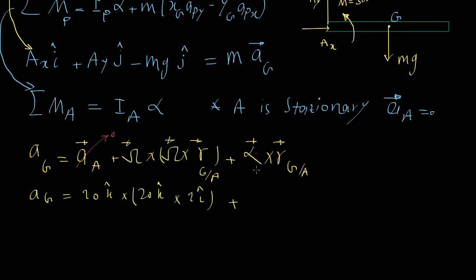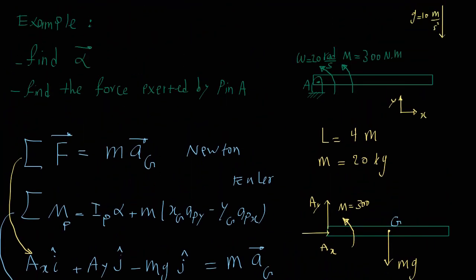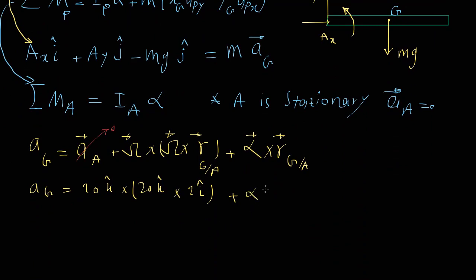Plus alpha. We don't know the value of alpha. That is one of the things that the question is asking for. So we just put an unknown quantity alpha, but we know it's going to be in the K direction, either positive or negative. So alpha in the K direction cross r_G with respect to A. Again, that's L over 2 in the I direction. L is 4, so that would be 2 in the I direction. Okay, this is vector. So we are going to have 20 times 20, 400 times 20, 800, and it would be in the minus I direction. So minus 800 in the I direction. And here K cross I would be J. So this would be plus 2 alpha J. That's the acceleration of point G.